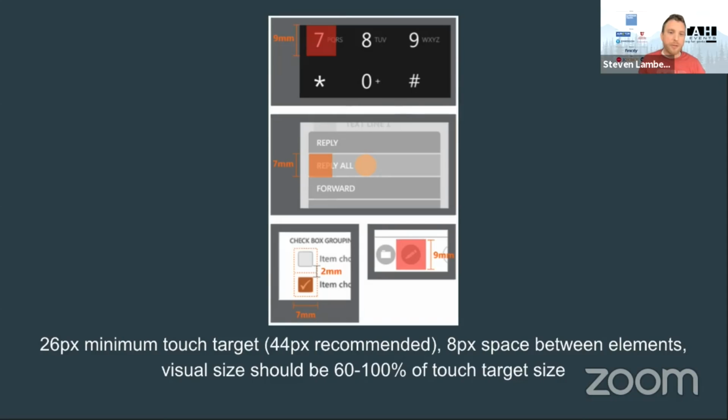To help solve for that, it's recommended that controls have a 26 pixel minimum touch target, or even 44 pixels as a higher end recommendation. You should also make sure that there's enough spacing between the elements that you don't accidentally click on one instead of the other, and that the visual size of the element should be about 60 to 100% of the touch target size. So you don't want to make the icon too small but have a larger touch area, as that is also unhelpful to users who don't know that that larger area is there.